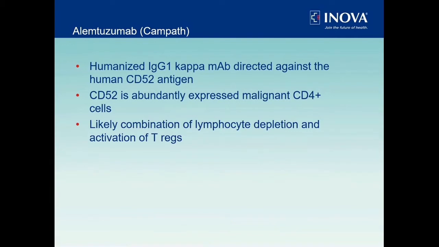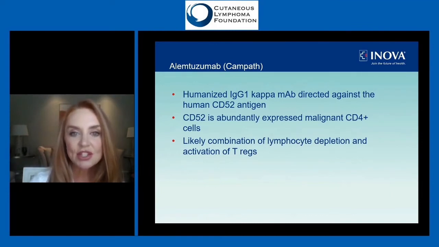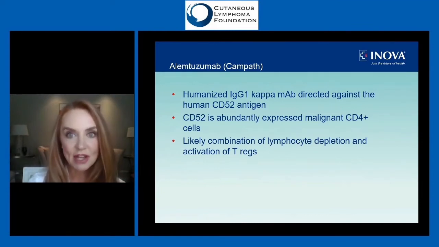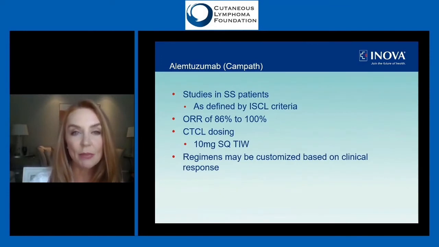So the first drug we'll discuss is alemtuzumab, or Campath. This is an antibody against a cell marker called CD52, which is very highly expressed on malignant CD4 positive cells, which are typically the cell that is cancerous in mycosis fungoides. And this leads to a combination of reduction of those abnormal cells, or depletion of those malignant lymphocytes, and then activation of another group of cells called regulatory T cells that can be helpful.